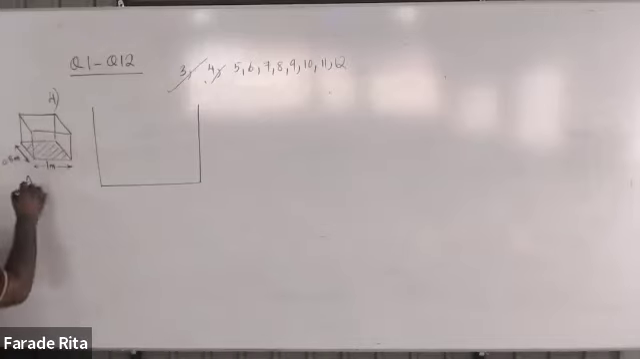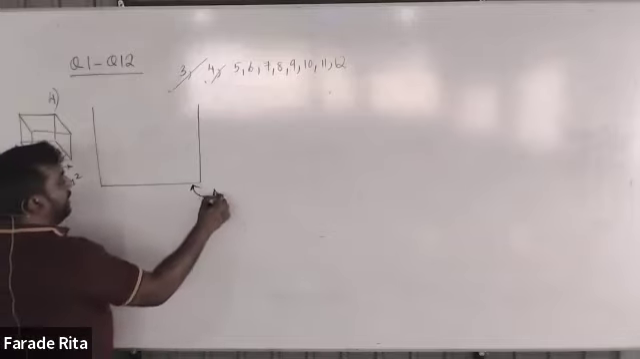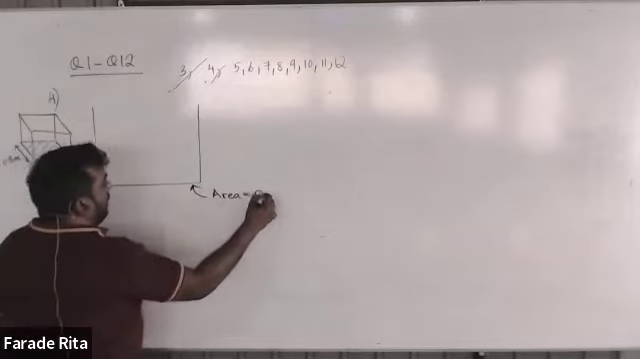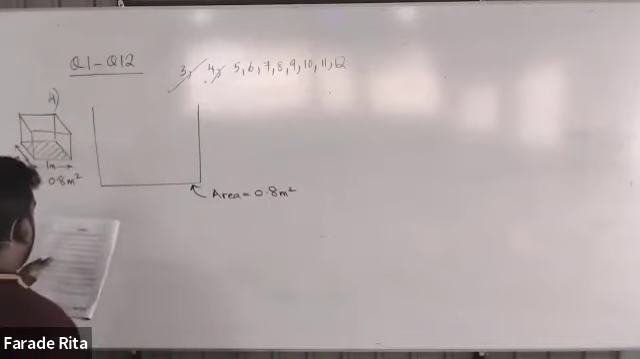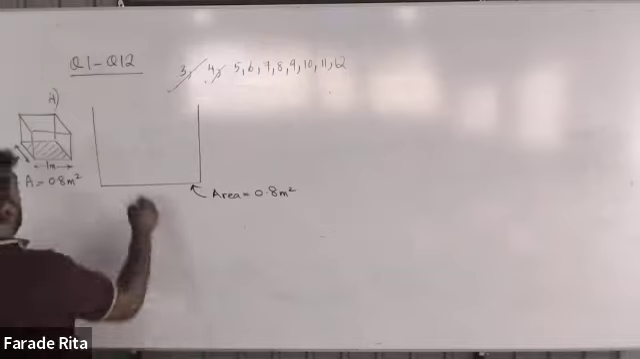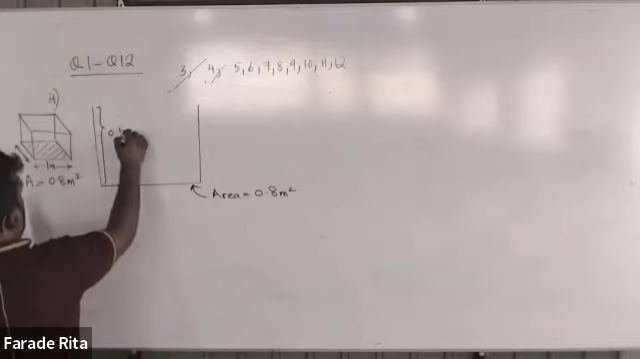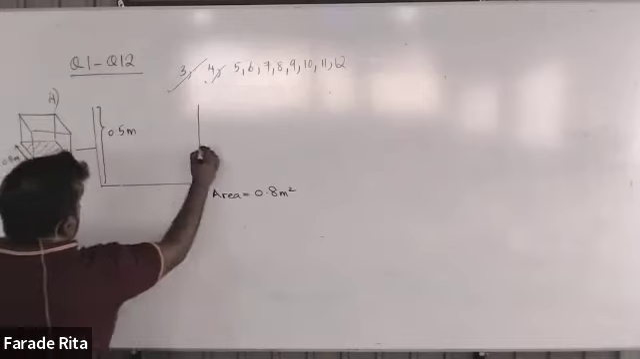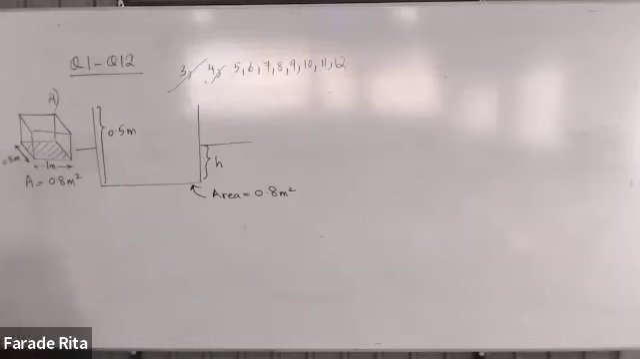The base area is how much? Length into breadth, 0.8 meters square. So this base area here is 0.8 meters square. What are they saying? The total height here is 0.5 meter. What is the depth it will submerge? So what is your theory?